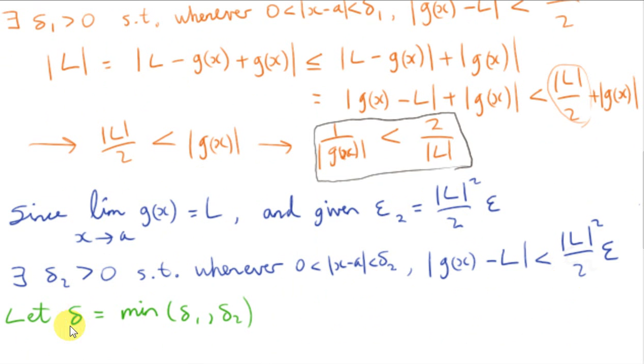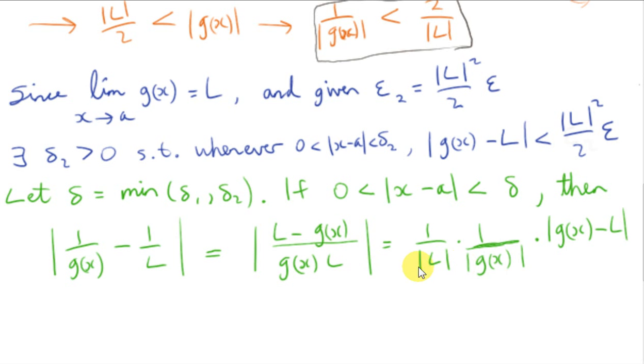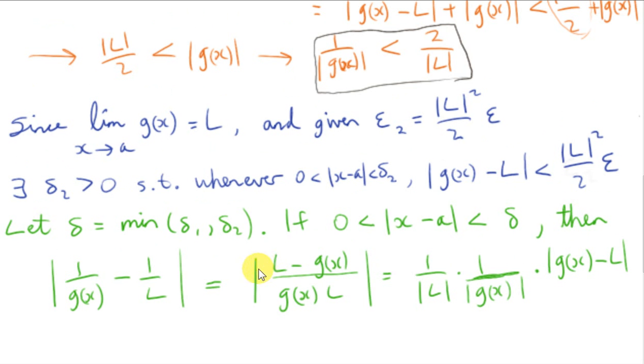Now we're going to put everything together. Let delta be the minimum of delta 1 and delta 2. Now let's get back to the magnitude of 1 over g of x minus 1 over L, which we briefly saw at the start. Well, we saw that that can be written like this. We also saw that it can be written like this, just using the property of magnitude of products and quotients, and using the fact that the magnitude of minus 1 times a quantity is just the magnitude of that quantity.